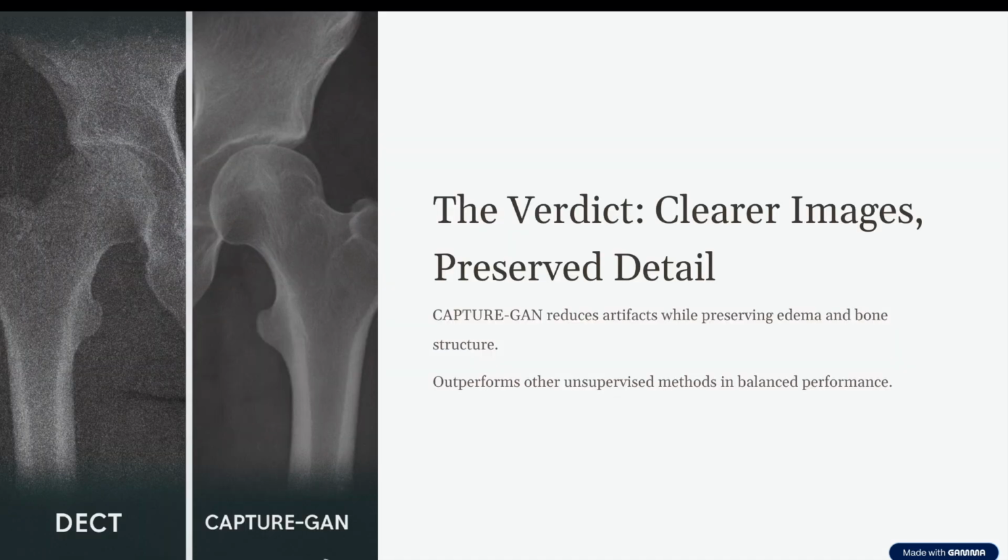The results clearly demonstrate that CAPTURE-GAN successfully reduces artifacts in challenging dual energy CT images. Critically, it achieves this while preserving essential diagnostic information, namely the subtle pattern of the bone marrow edema and the overall bone structure. Furthermore, in the comparison made, CAPTURE-GAN generally outperforms other unsupervised methods in achieving the delicate but crucial balance.